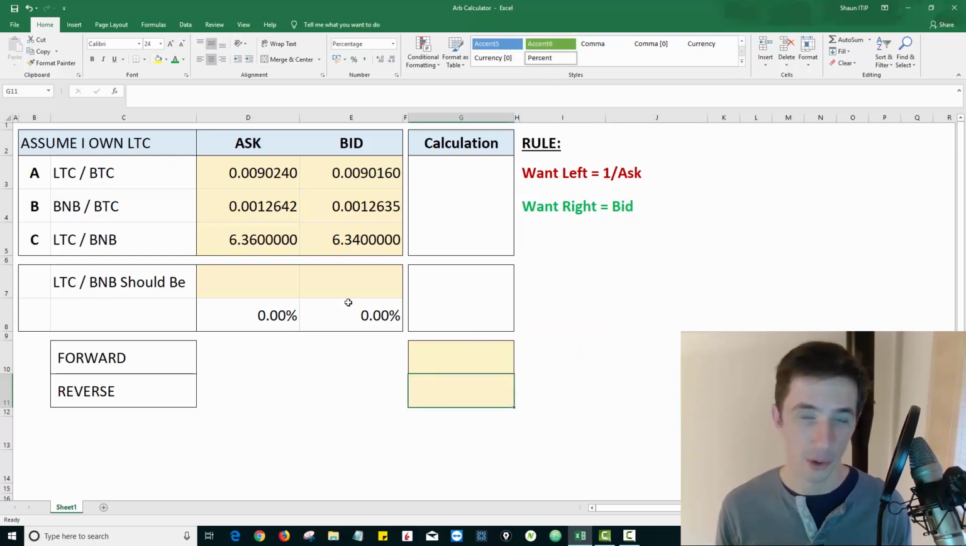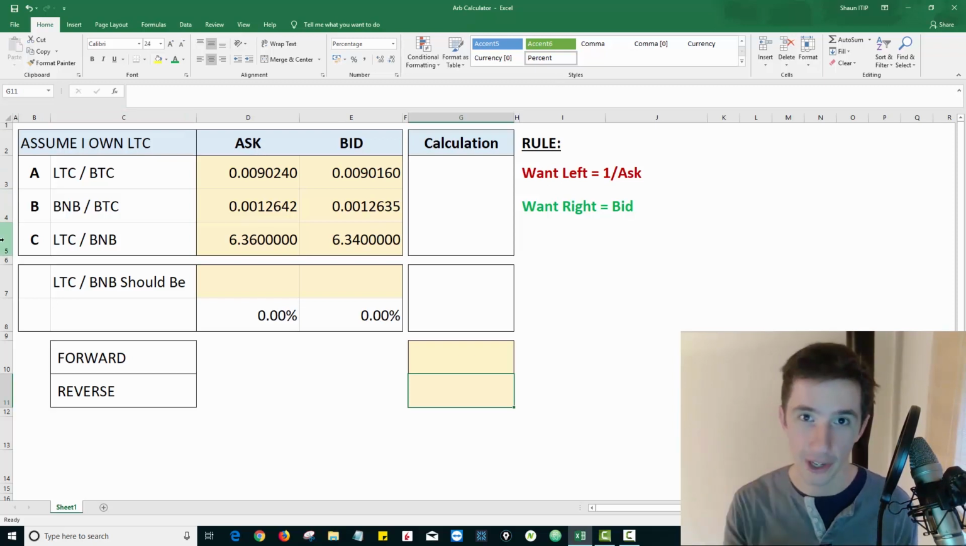Let's assume we own Litecoin, and we're going to start with order book C over here. You'll see that there's three different order books. Now, one thing I want you to pay attention to is how this order book arrangement here is structured. So LTC to BTC means that if I own one Litecoin, it will buy me 0.009 Bitcoin. So that's the direction that it's going. One Litecoin will buy me 6.34 BNB, right? So this is how we need to understand the order books. Now there's three order books, A, B, and C.